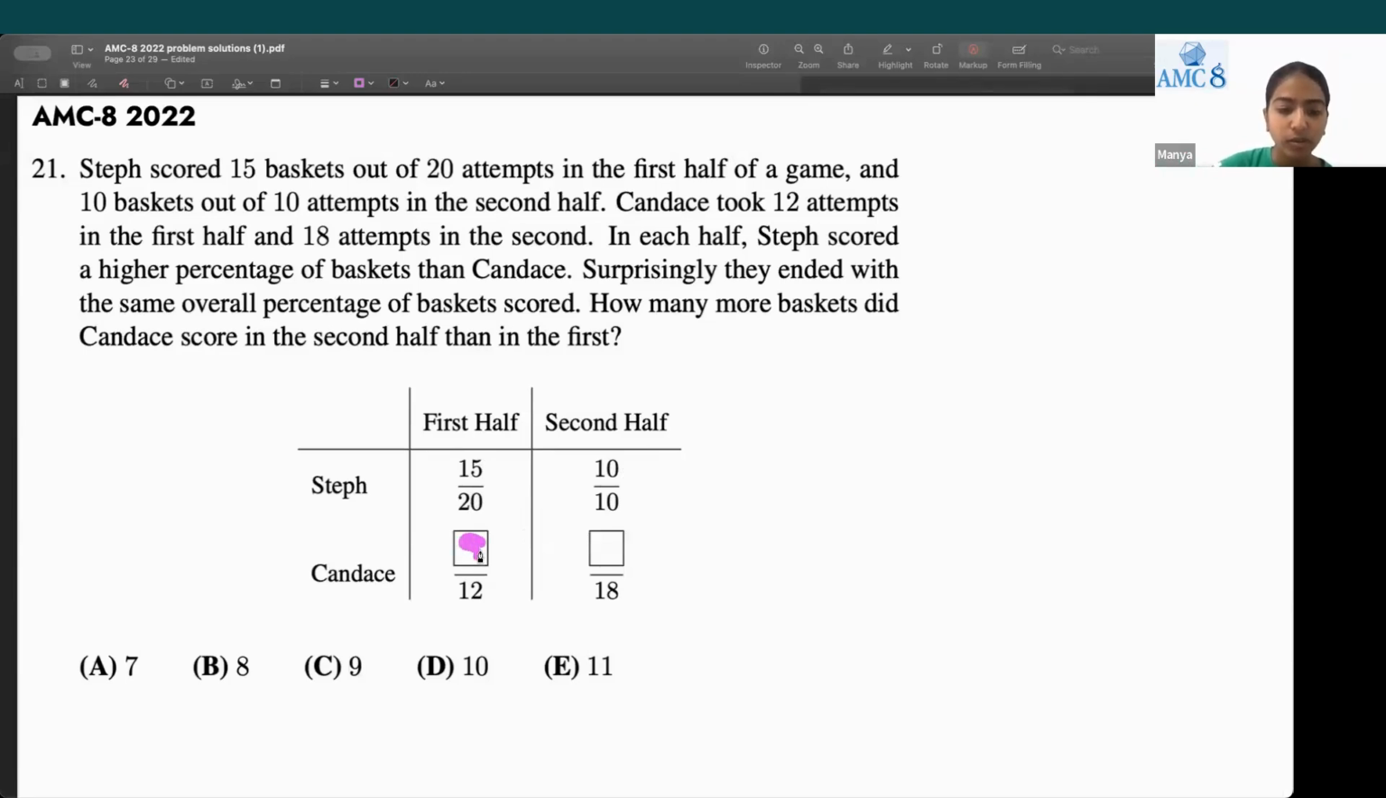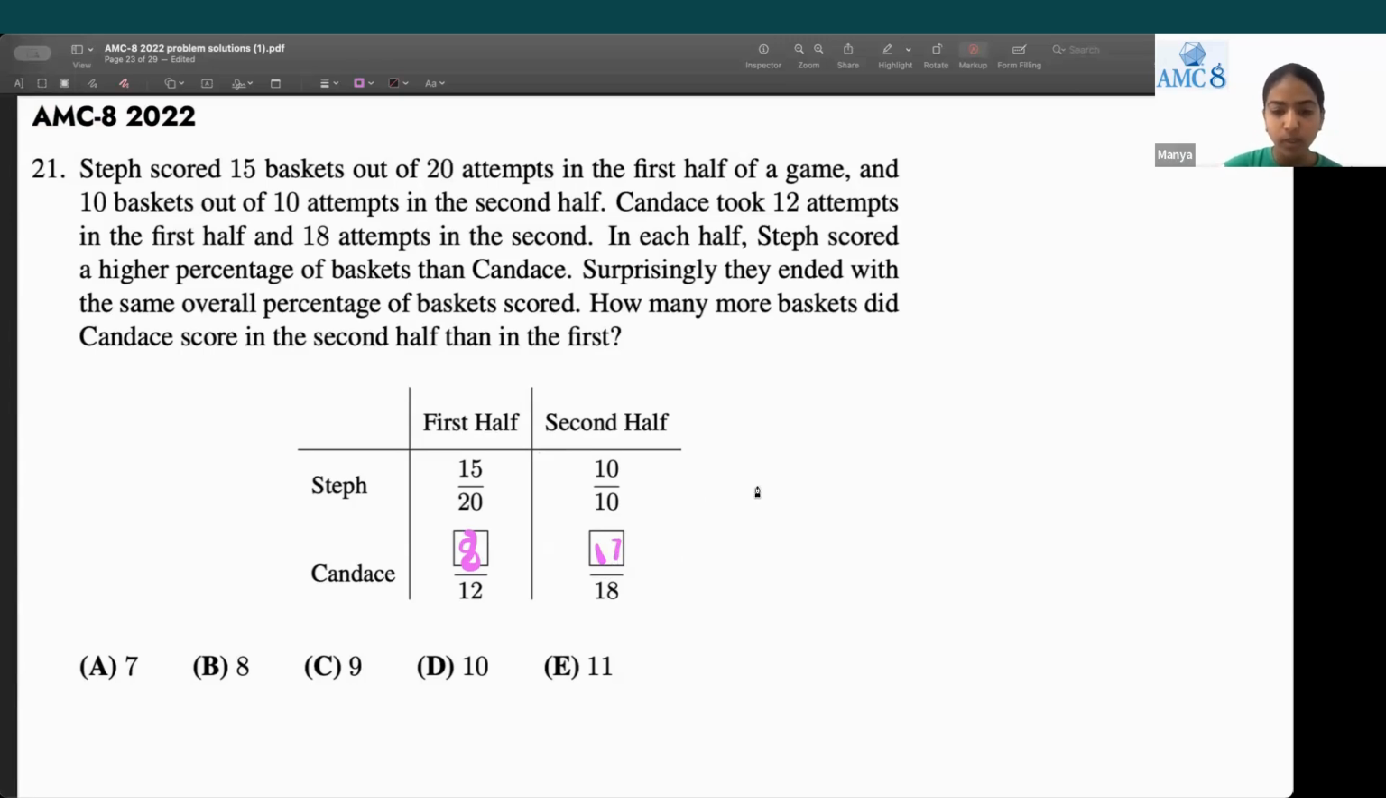And so maybe we can do 8 over 12, which is going to be about 66%. And so instead of 9 over 12, since it has to be an integer, since we can't get like a 0.5 of a basket, we can do 8 over 12. And instead of 18 over 18, we can do 17 over 18. And if we calculate the average and everything, we should be ending with the same average in the total percent.